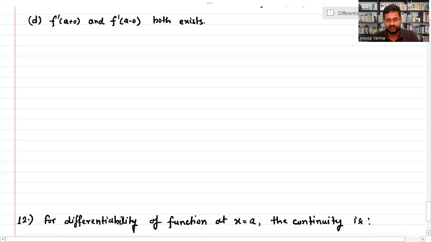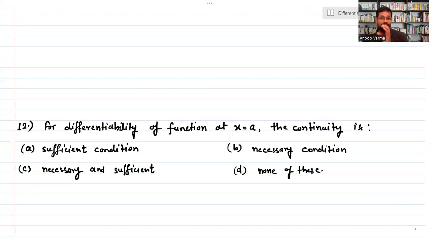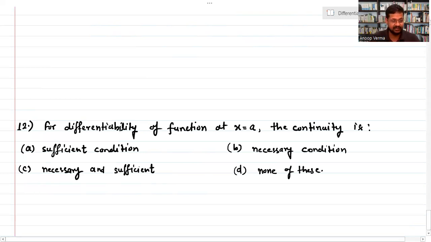Next and last problem: for differentiability of a function at x equals a, the continuity is a sufficient condition, necessary condition, necessary and sufficient, or none of these. If a function is continuous then it is not necessary that it is differentiable, but if a function is differentiable then 100% that function must be continuous. So it is a necessary condition. If a function is differentiable then the function will be necessarily continuous. Okay, so it is a necessary condition.